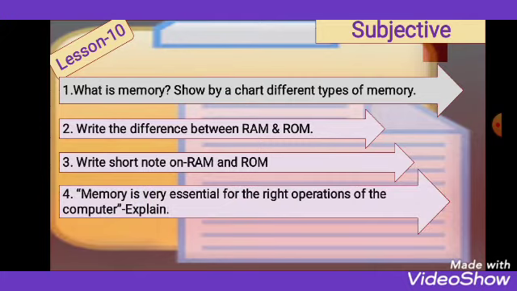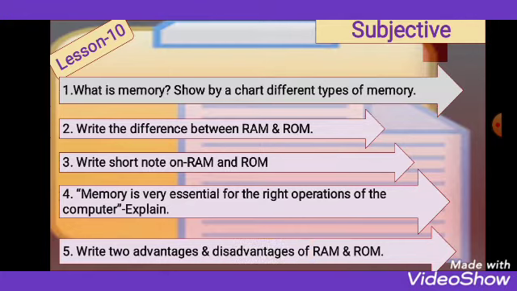After that, see the number 4 question. Memory is very essential for the right operation of a computer. Explain. Here overall you will write the information about memory, that is what is memory, how many types of memory there are, and detail about the memories. After that you see the number 5 question.